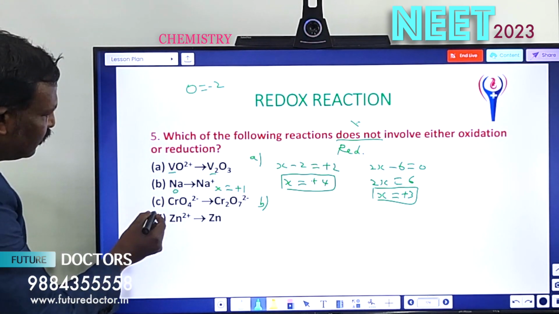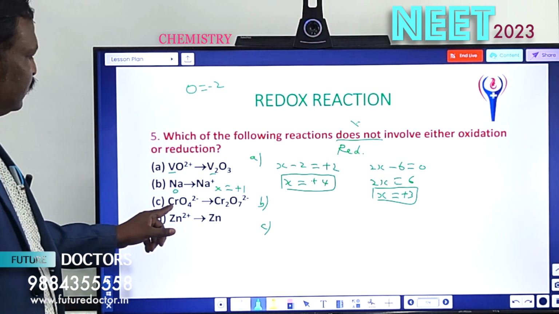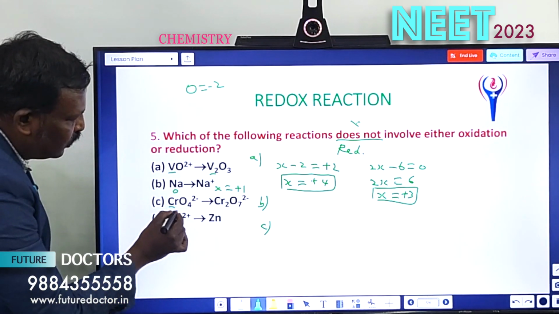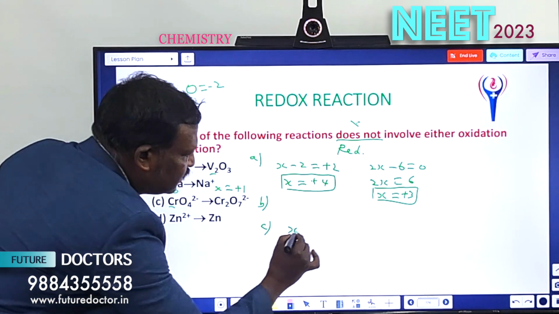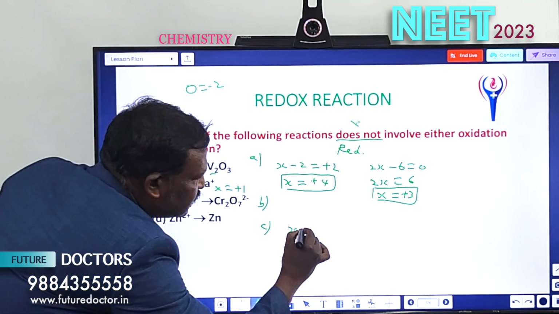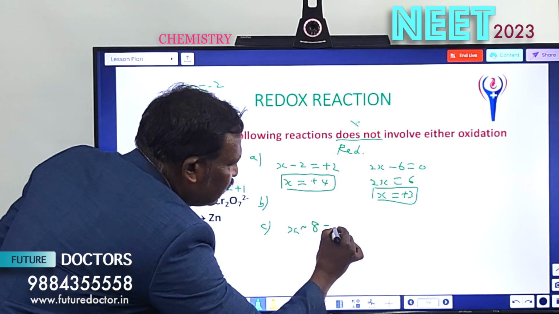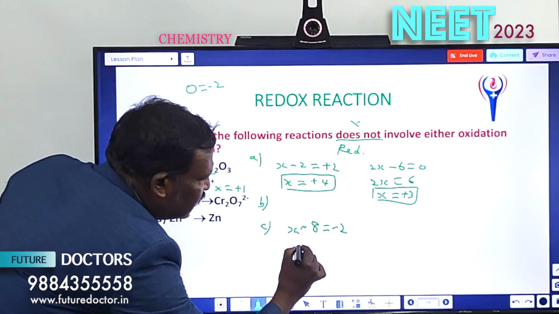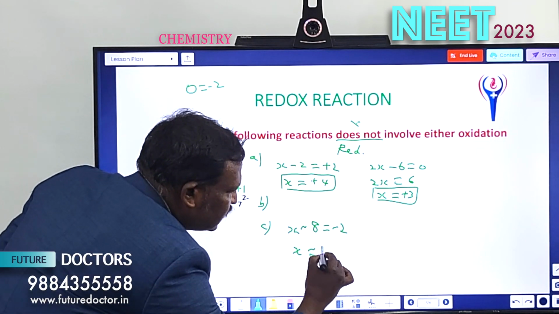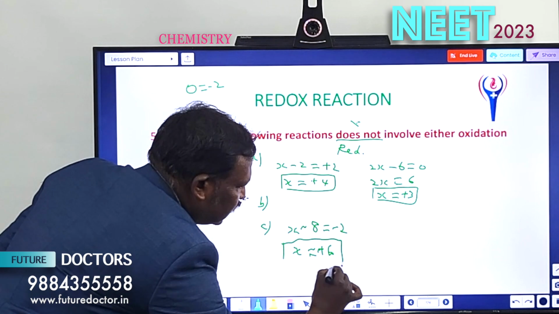Now see the C. C is the correct one. How to find out? Here chromium, one chromium x, and oxygen minus 2. 4 into minus 2 is minus 8, which is equal to minus 2. Therefore x is equal to 8 minus 2, plus 6. Are you following? Plus 6.